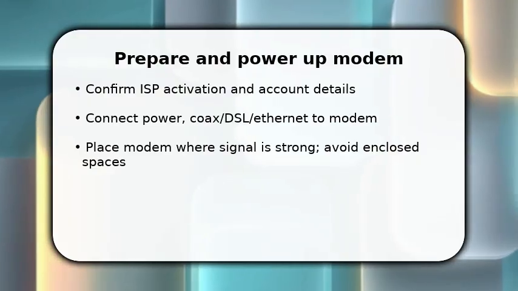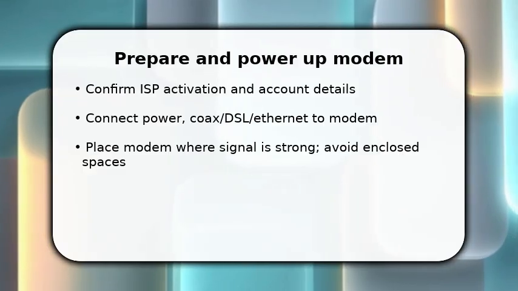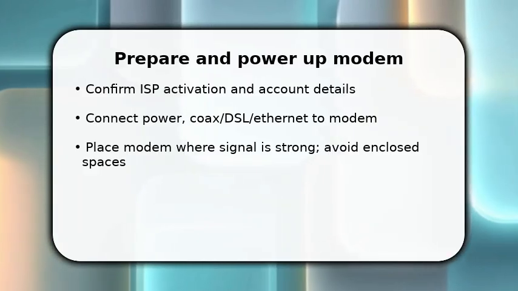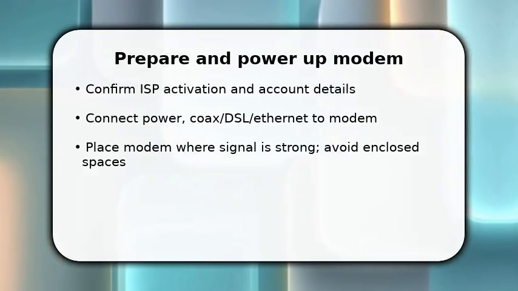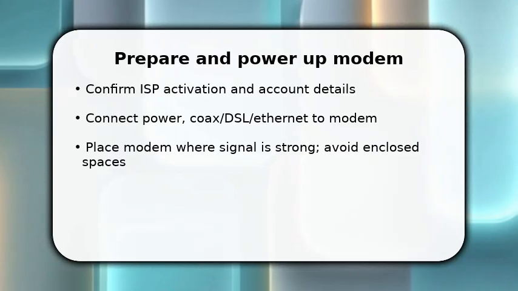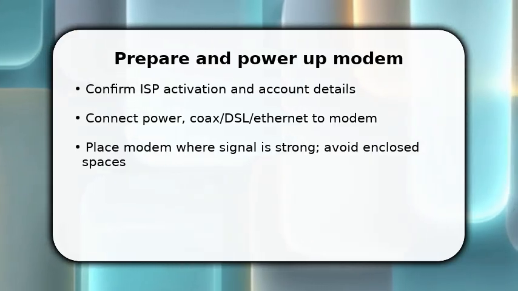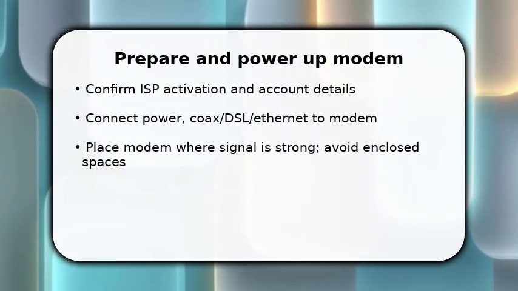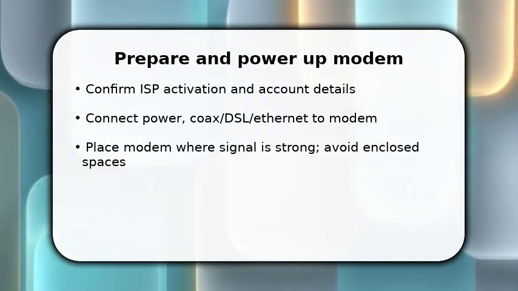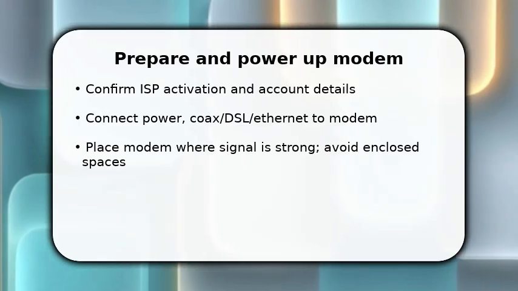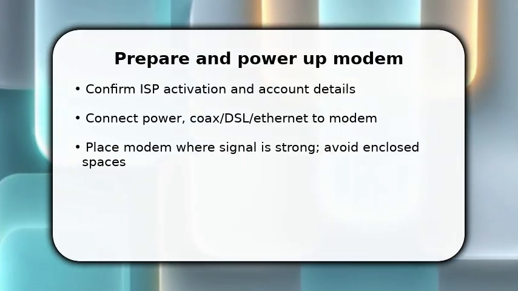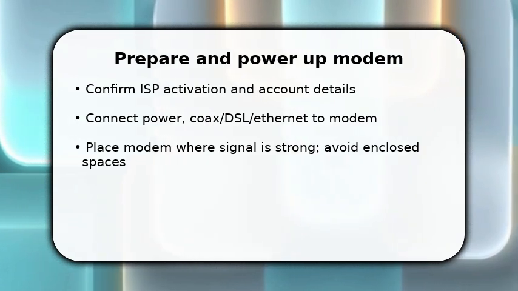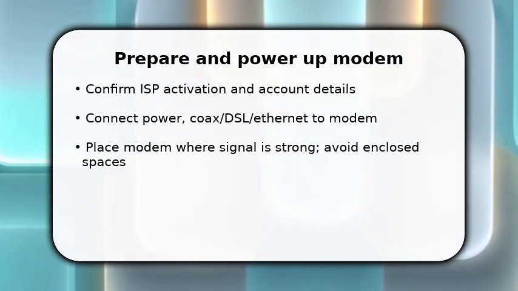You start by confirming your ISP account is active and you have the correct modem credentials. This prevents wasted troubleshooting. Next, plug the modem into power and attach the incoming line, coax for cable, DSL phone line, or fiber ONT Ethernet, so the device can synchronize with the network. Once done, place the modem in an open spot near a central router location to reduce interference and ensure stable signal. This matters because physical placement affects speed and drop rates.